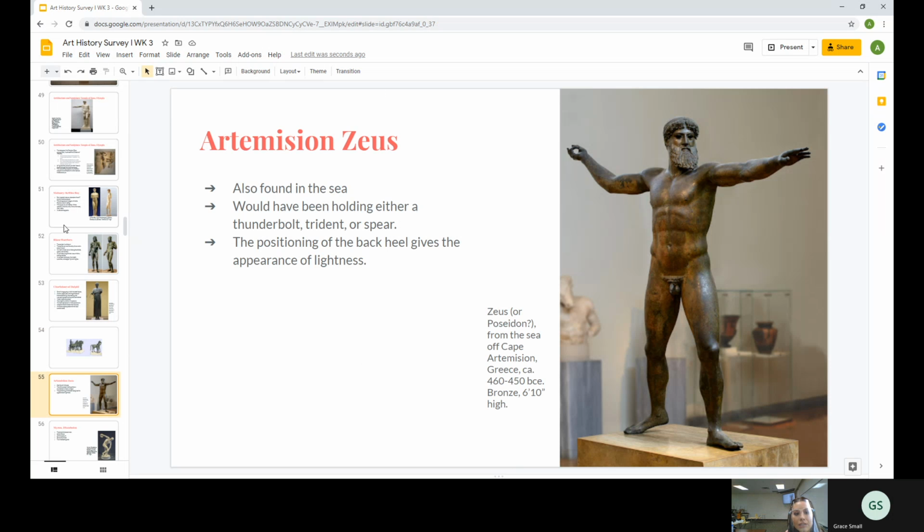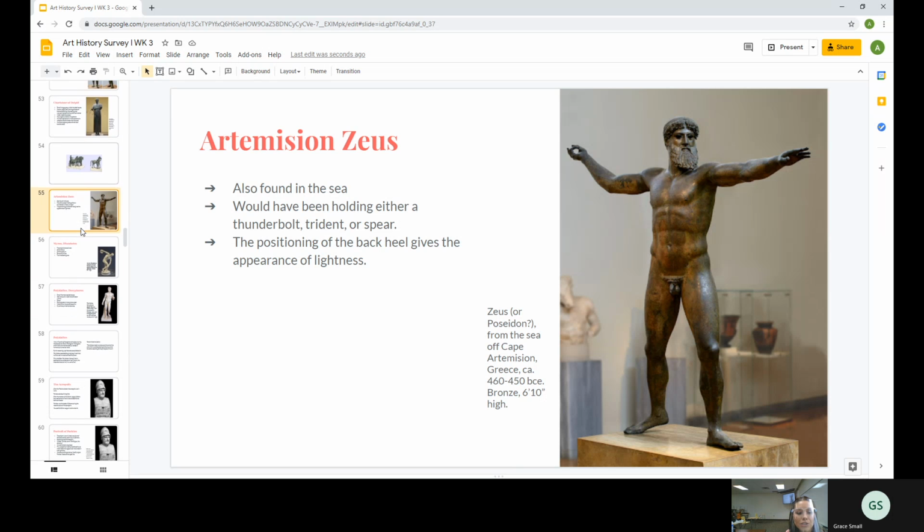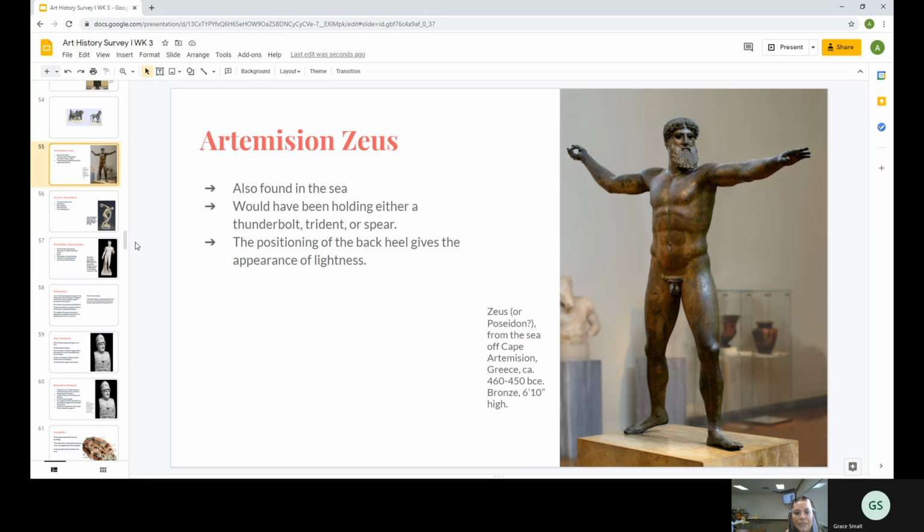And of course, our next one is the Artemision Zeus, which is in the pose of holding a trident, thunderbolt, or spear. That's because we aren't sure if it's Zeus, Poseidon, or just an athlete. Depending on what he was holding, we would know. But once again, in the severe style, once again, bronze made using the lost wax casting method.